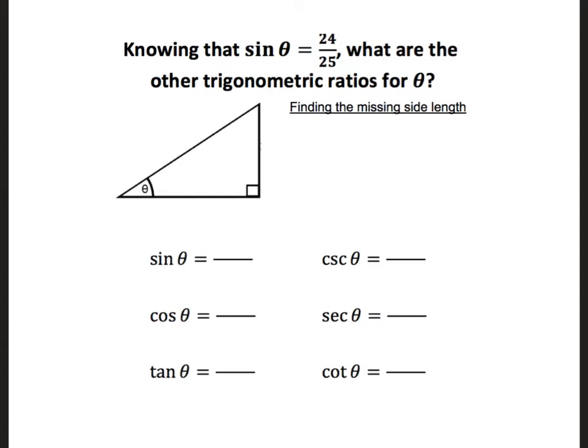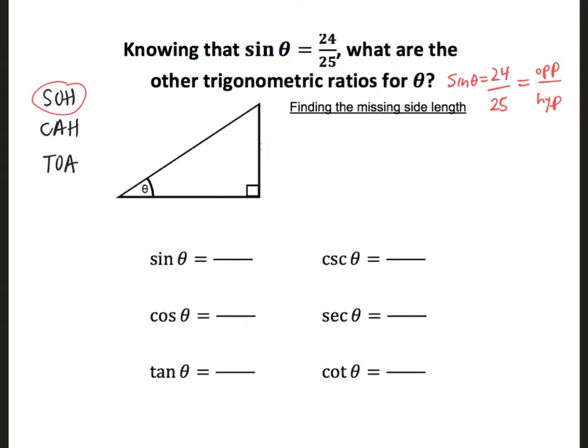So remember, if you use SOHCAHTOA, you have SOH, CAH, and TOA. So if we have sine of theta equals 24 over 25, we know sine is OH, so that's opposite over hypotenuse.